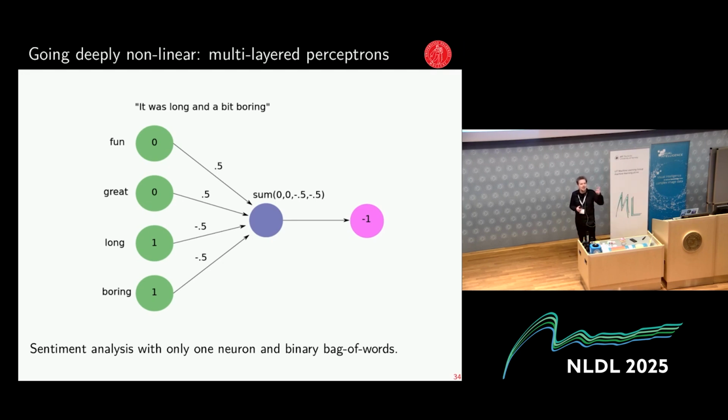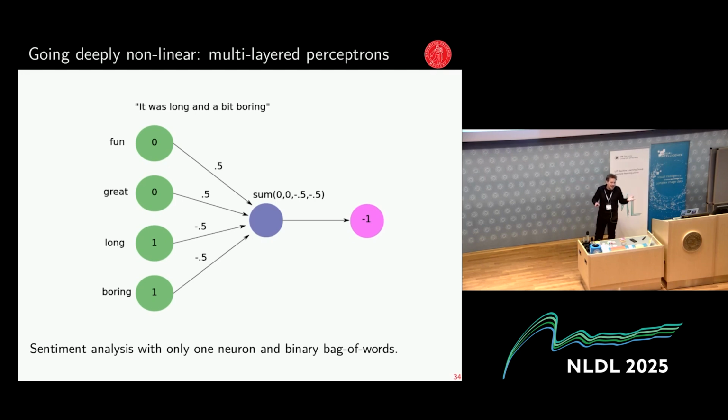So in this case, you can see that the weights in the matrix W are 0.5, 0.5, minus 0.5, minus 0.5. So if we have an input instance which contains the word long and contains the word boring, but doesn't contain the words fun and great, then if you take the weighted sum of all these inputs, the output will be -1, which will correspond to the negative class in this task.